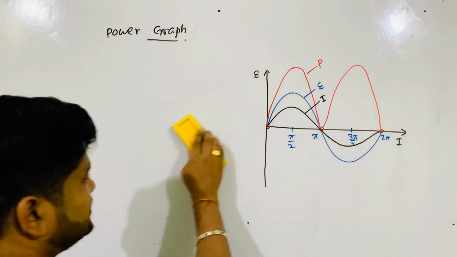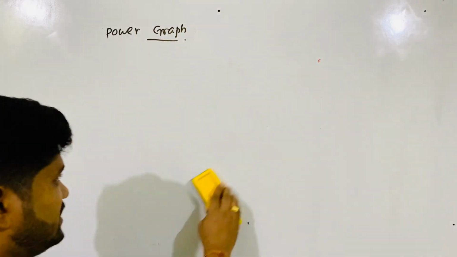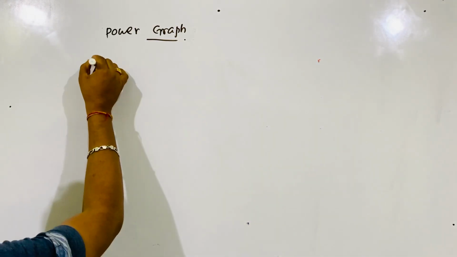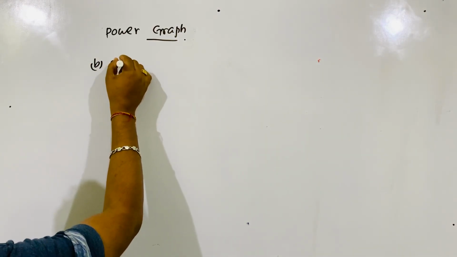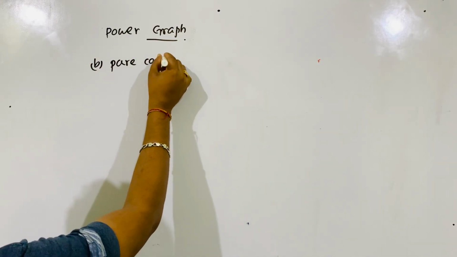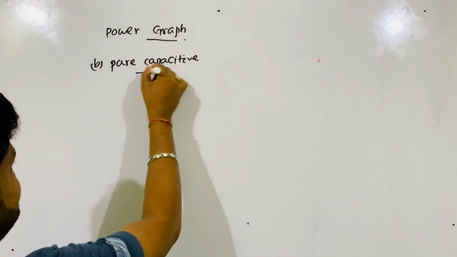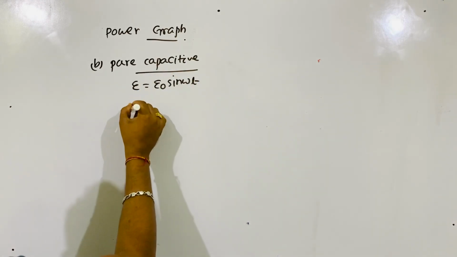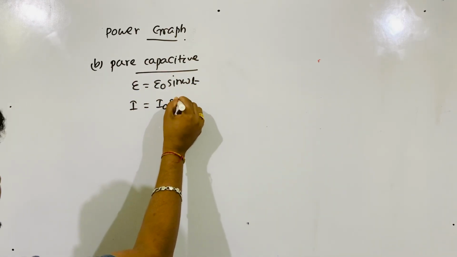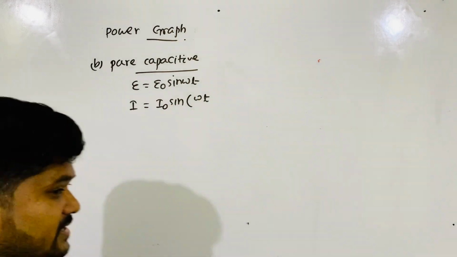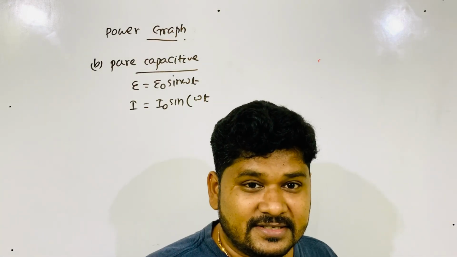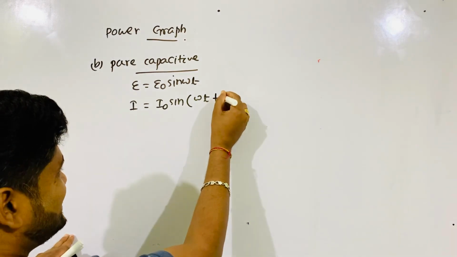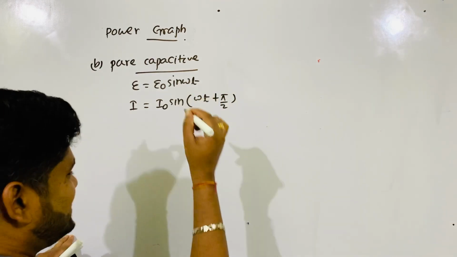Now let's come to the next paragraph. Which one will I draw now? Pure capacitive circuit. Now let's draw the pure capacitive circuit. E is equal to E naught sin omega t, I is equal to I naught sin omega t. Leads or lags? Plus pi by 2 or minus pi by 2? You are thinking the answer is plus pi by 2, because current leads.